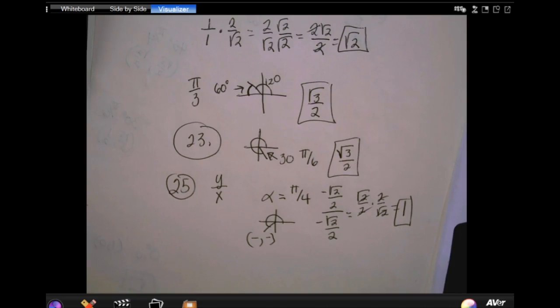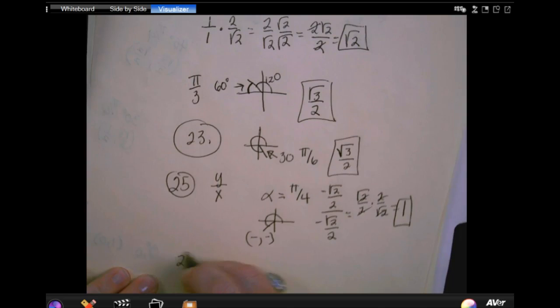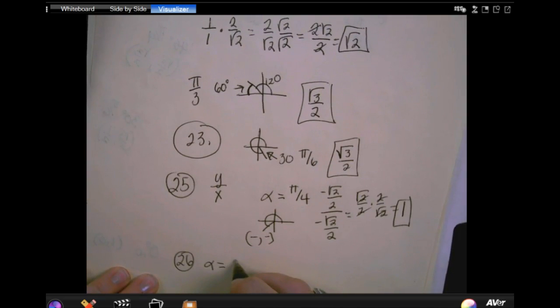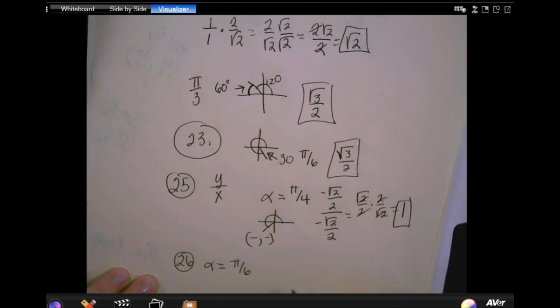Reference angle, value, positive or negative. Same steps. So 26, what is my reference angle? At pi over 6, I'm looking for the sine, which is the y value. Pi over 6 is here. And you want the y value. How many are below? 1. So it's not the square root of 3 over 2. It's 1, half.